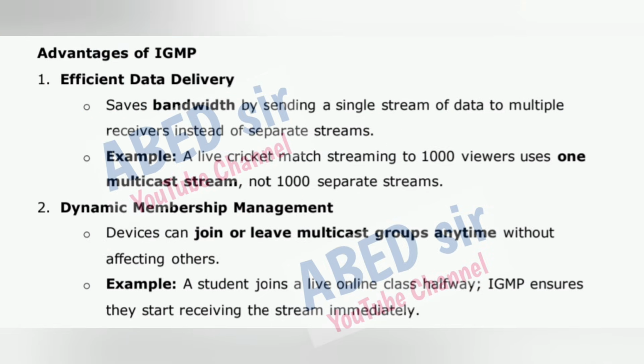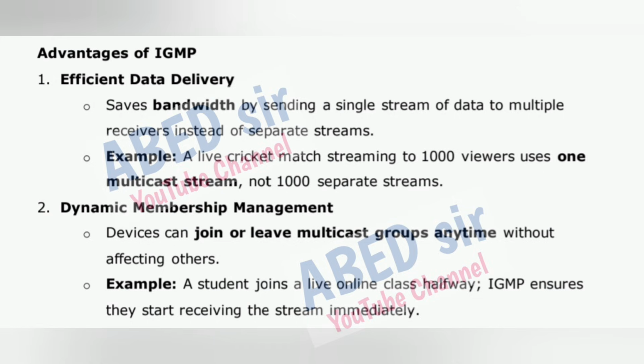Advantages of IGMP. 1. Efficient data delivery. Saves bandwidth by sending a single stream of data to multiple receivers instead of separate streams. Example, a live cricket match streaming to 1000 viewers uses one multicast stream, not 1000 separate streams.